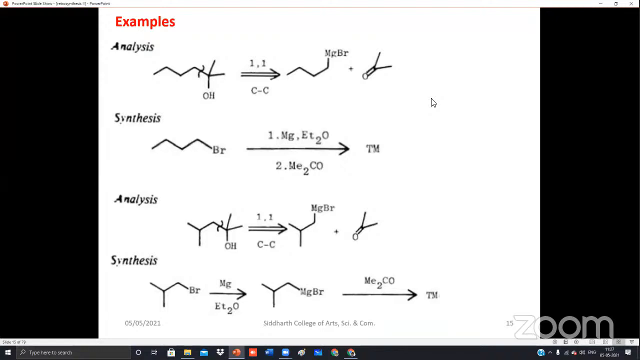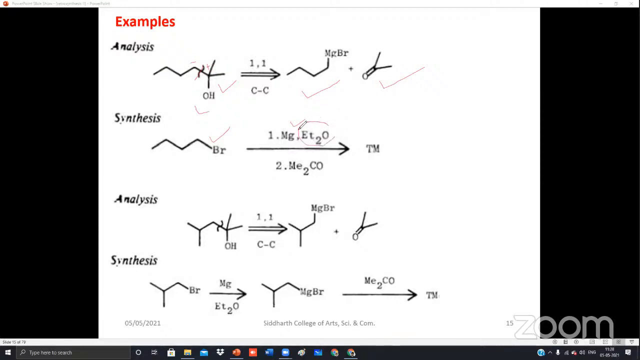Now let's have a couple of examples based on primary, secondary, and tertiary. Suppose we have this tertiary alcohol. How do we target this? No doubt, we'll disconnect over here. This will be minus, this will be plus, and this plus will be the acetone, and this will be the Grignard reagent. And if this Grignard reagent is not available, we can go back one step, and this will be the halide. And when this halide reacts with Mg in dry ether, you will get the Grignard reagent in situ.